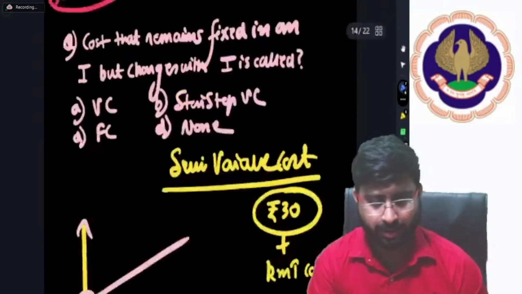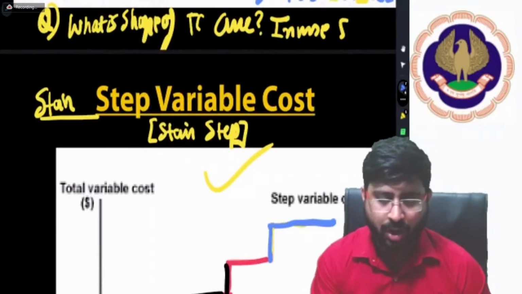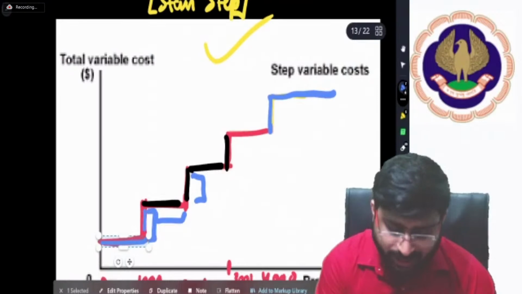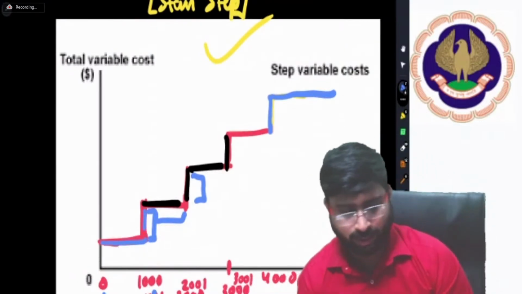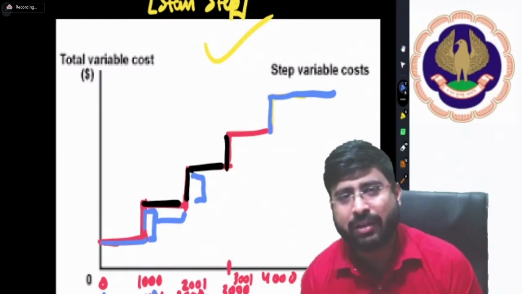All right, so it's clear. So what is stair-step variable cost? It is fixed within a particular interval and then it varies. So between 0 to 1000 units, when you were keeping them in your godown, it was fixed. But when you kept more than that, it became variable.